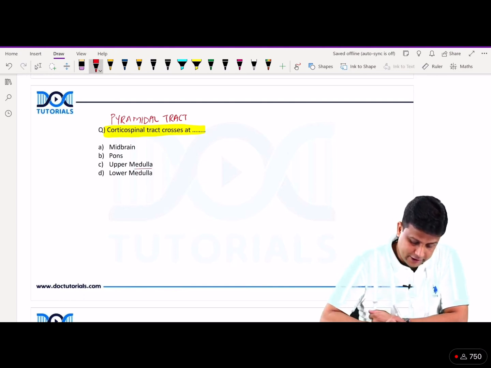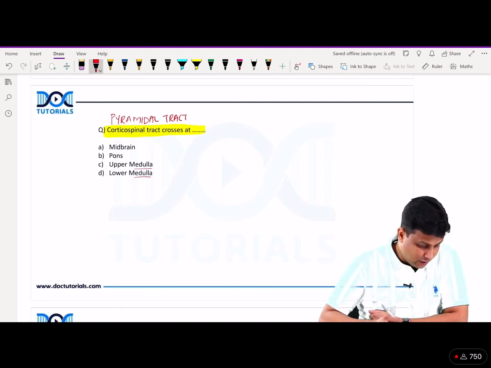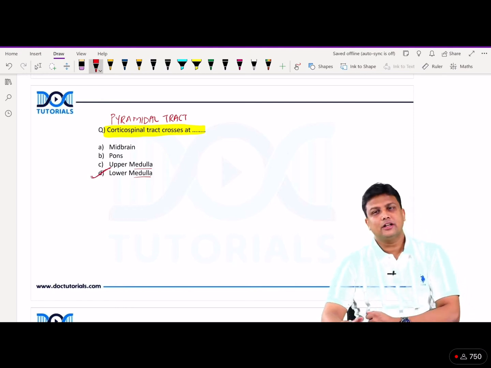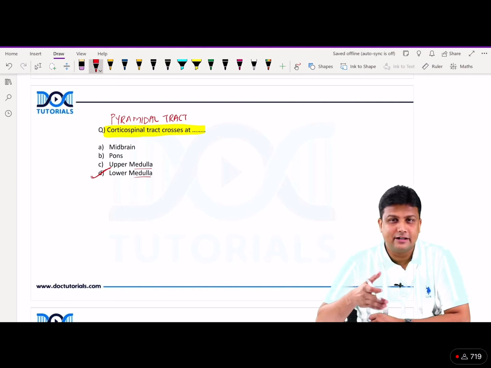But if you look at the options, there is one upper medulla and the lower medulla. So remember, the corticospinal tract is going to cross in the lower medulla. This is one of the hot favorite questions asked repeatedly in your MCQ exam. So that is the reason why I have included one simple question here, so that you at least revise that before the exam, sir.